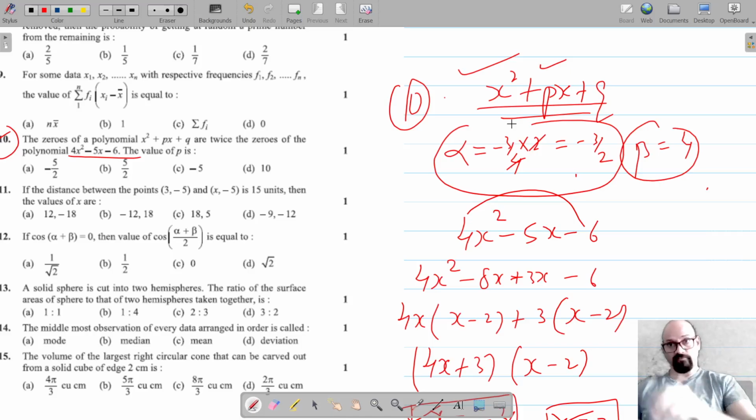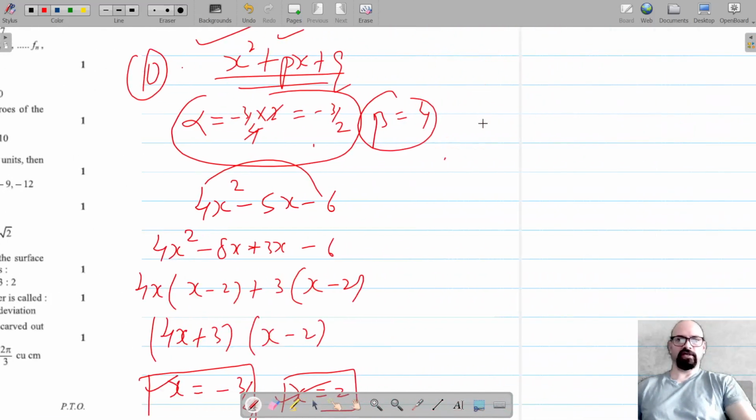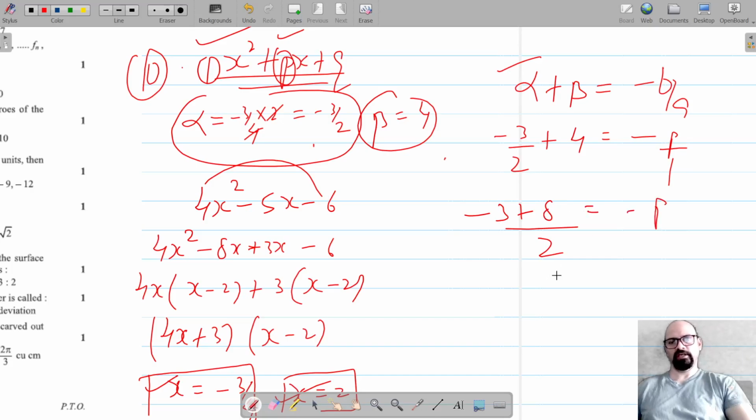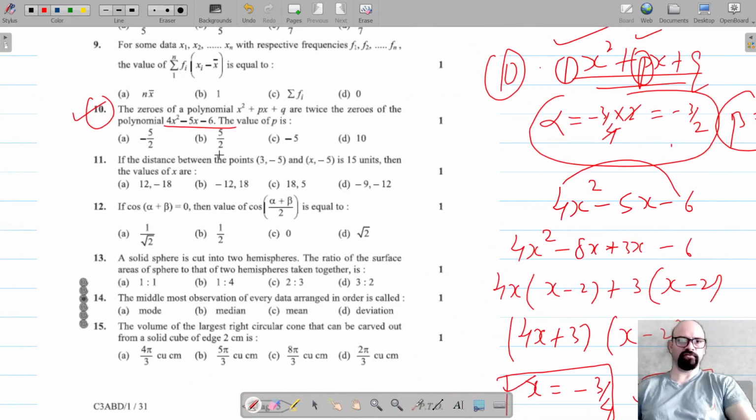So the value of p, in this case, I can use the sum of the zeros, which is given by minus b by a. Alpha is minus 3 by 2 plus beta is 4 is equal to minus p, a is 1. In this case, this is a and this is p. So minus 3 plus 8 over 2 is equal to minus p. And this is 5 by 2 is equal to minus p, which gives us p is equal to negative 5 by 2. So negative 5 by 2 is the answer, that is the option A.